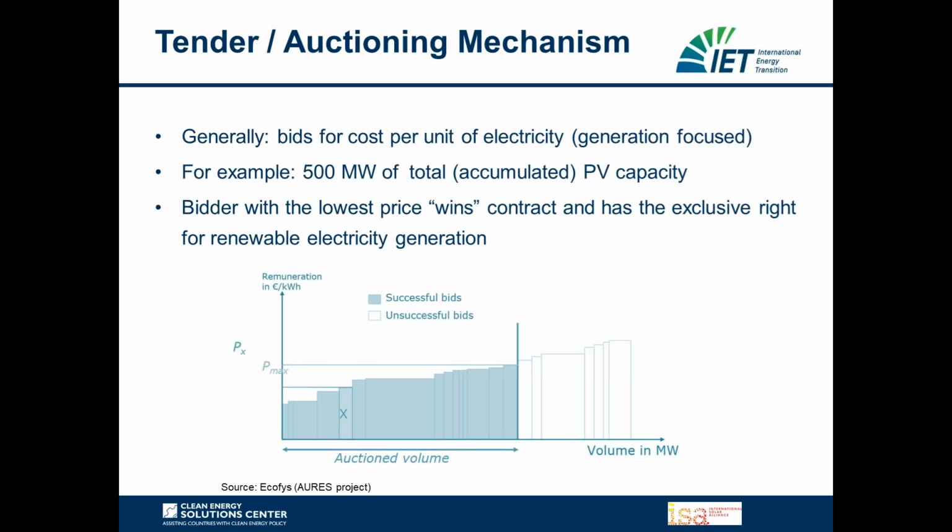And then according to the prices that are offered, you're ordering them more or less like in a general merit order. And then you select all of the bids that are necessary in order to meet your targets, and then the higher cost bids, which are no longer needed to meet your 500 megawatt target, are not being taken into consideration. So this is a very basic mechanism of how an auction works.